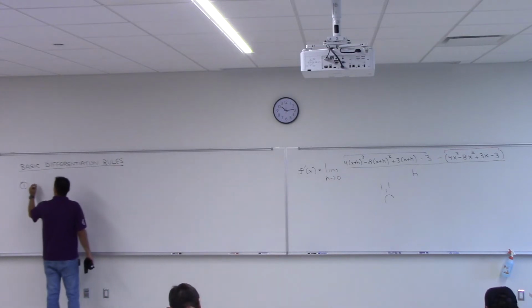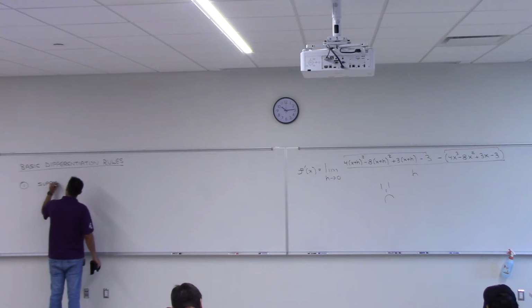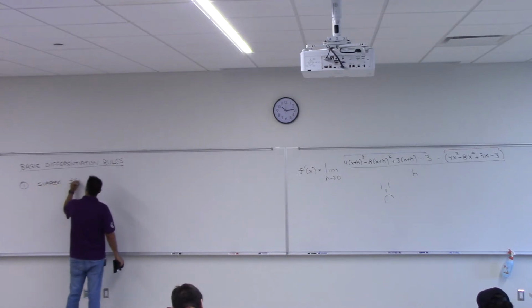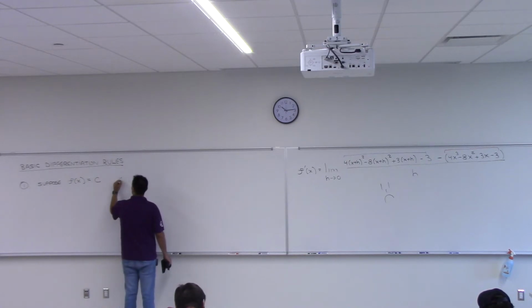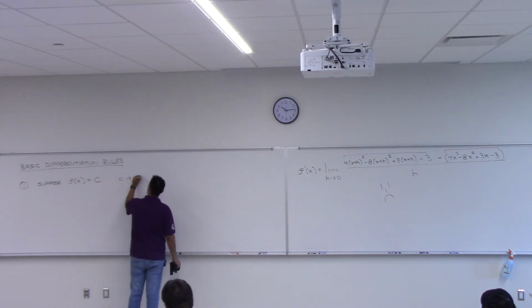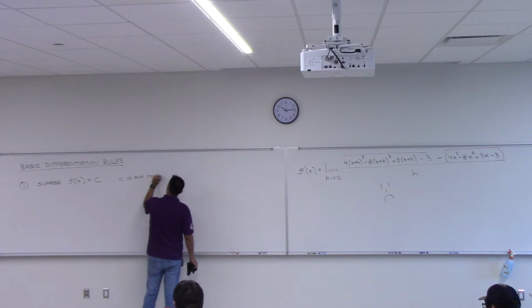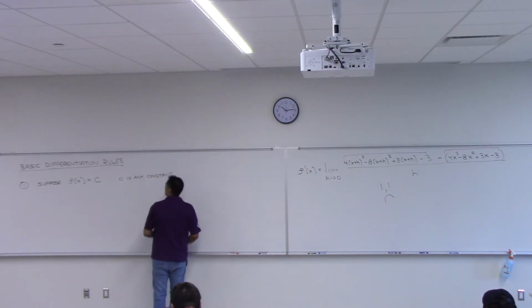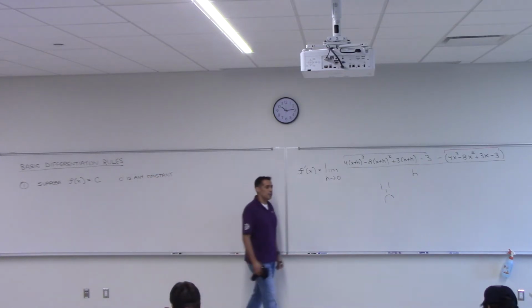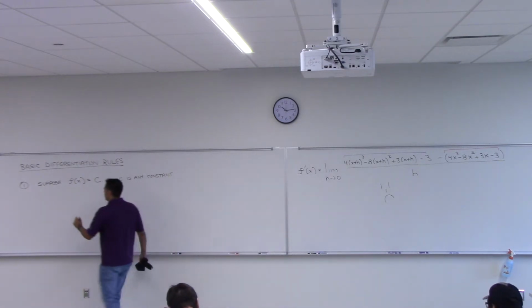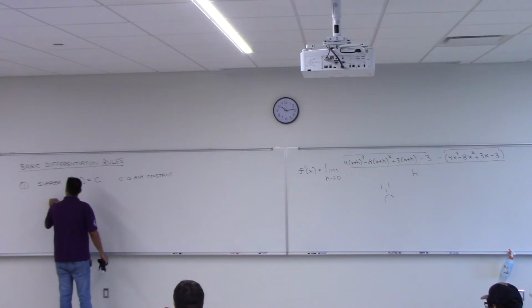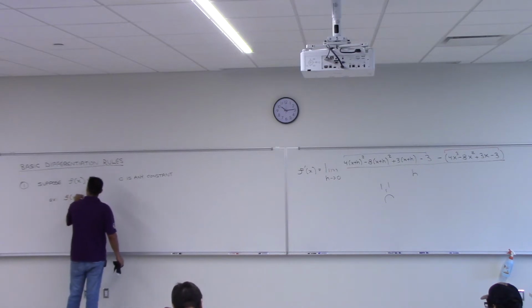So suppose f of x is a constant function. When I say c here, c is any constant. When I say constant, I mean a number. So let's just say you've got a function and it's just a number. Let's do a specific example. What about f of x equals 4?